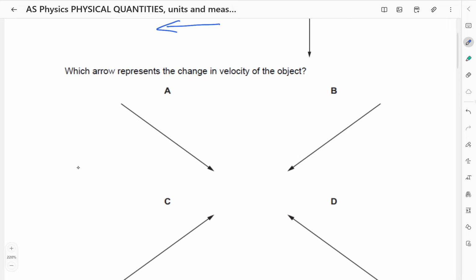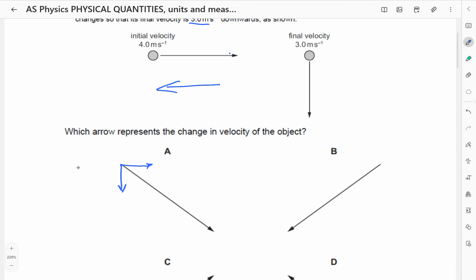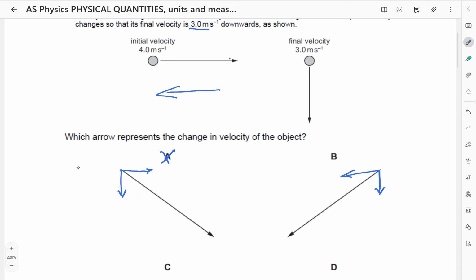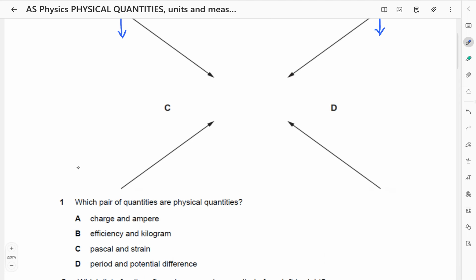So here, this one has a component in the horizontal to the right and in the vertical downwards. So there's no component cancelling out the 4 meters per second to the right. So this one is out. Let's check this one. This one has a component in the horizontal pointing to the left and a component in the vertical pointing downwards. So this one could have a component in the horizontal which cancels out that one to the right. Let's check this one. It has a component in the horizontal to the right and a component in the vertical, so this one cannot cancel out the other one.